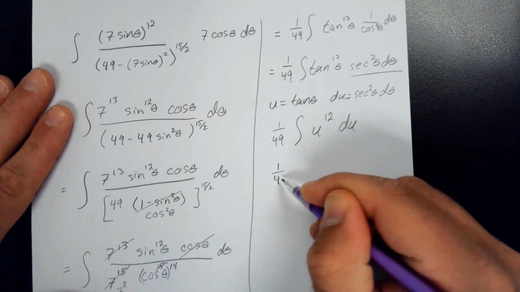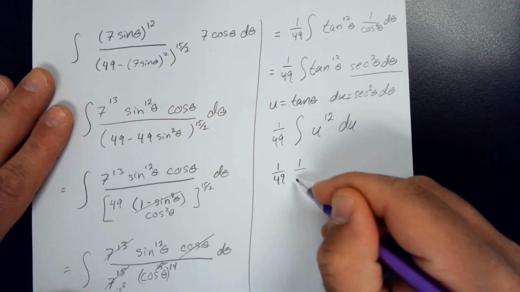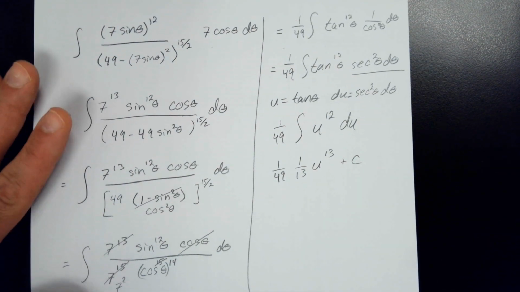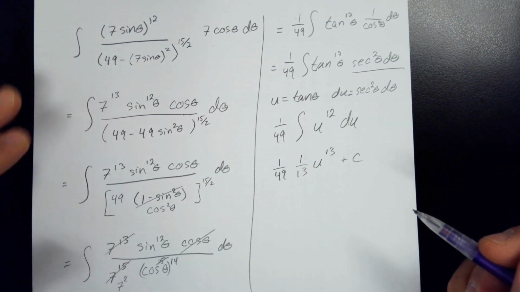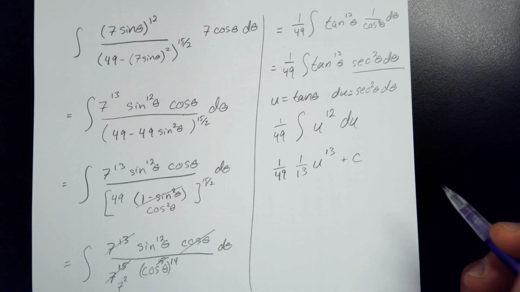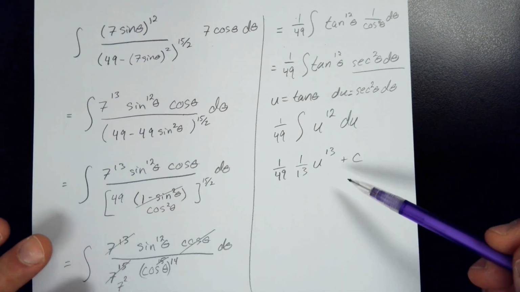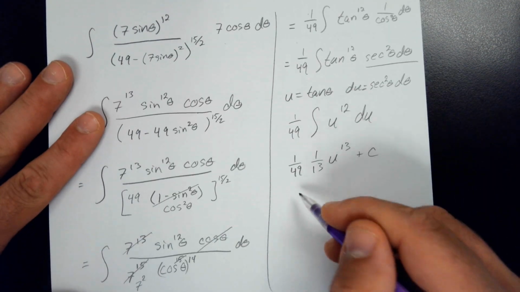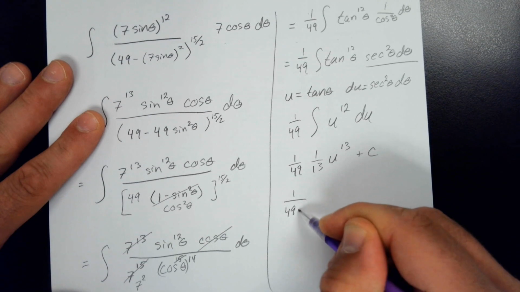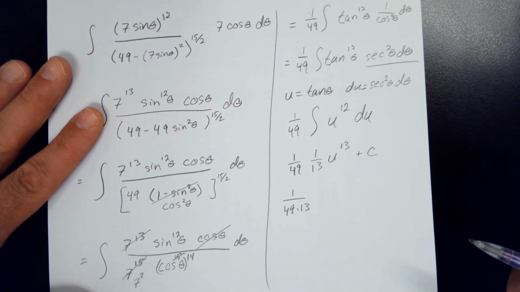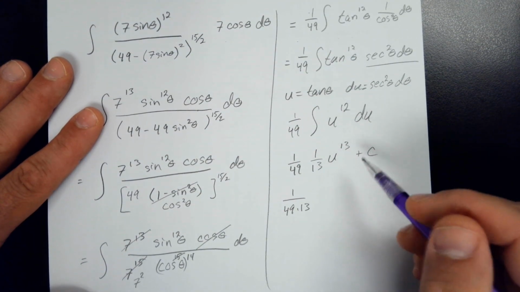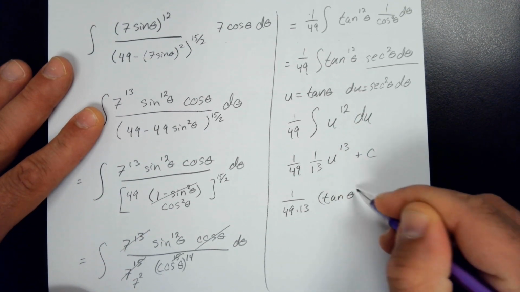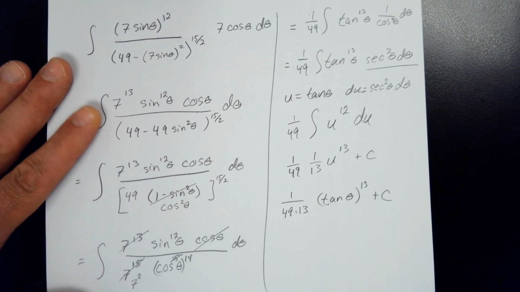1 over 49, 1 over 13 u to the 13 plus c. And the last thing I need to do is I need to plug back in and get these not only just in terms of theta, but all the way back in terms of x. So let's see, this is 1 over 49 times 13, and it's probably fine to leave it like that. U was really tangent theta, so I've got tangent theta to the 13th power plus c.